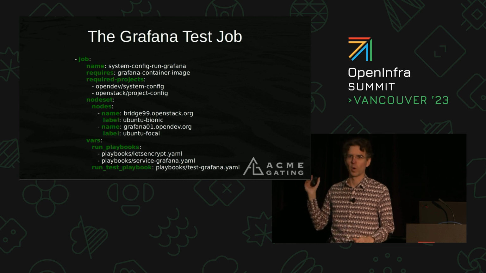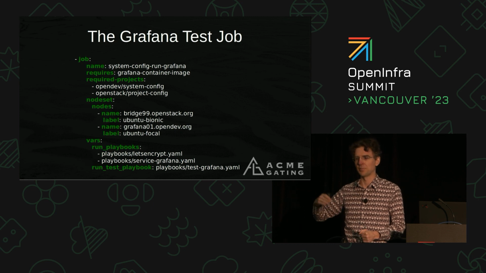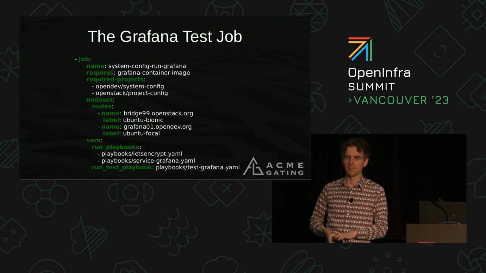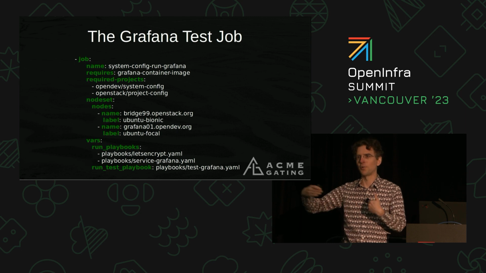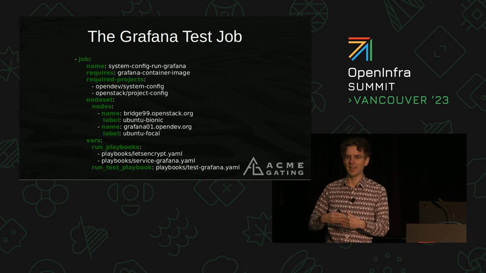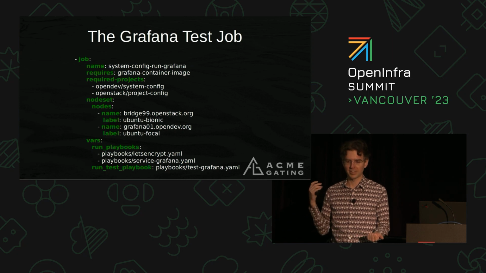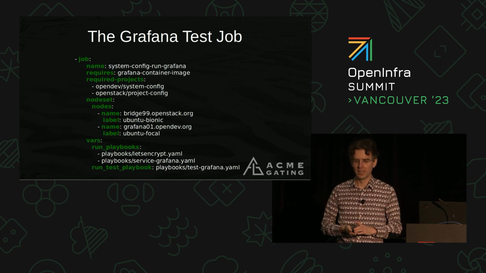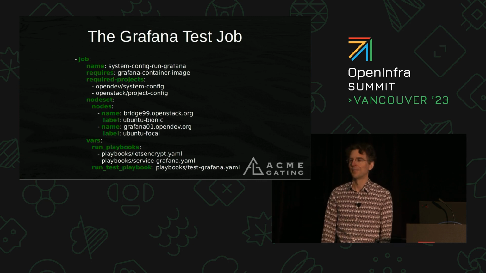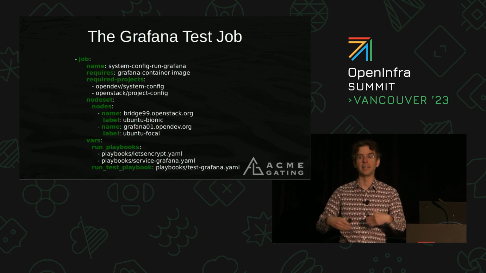It doesn't really matter where the Grafana container image is defined. If it's in another repo, that's fine. We can use the one that's built in that other repo. This rabbit hole goes really deep in terms of how many unmerged changes to the entire system you can incorporate into it. The required projects means check out these Git repositories, right? So the system config project and the project config, I'm gonna be upfront, we're bad at naming. Anyway, these are important Git repos that have our production configuration, and we're gonna need them on disk to actually run some of this.